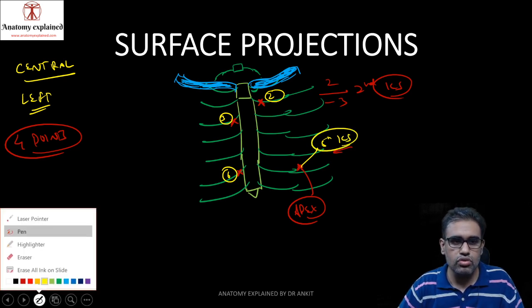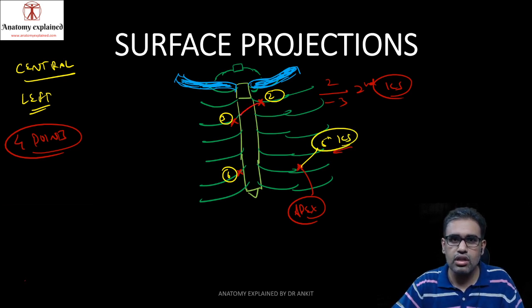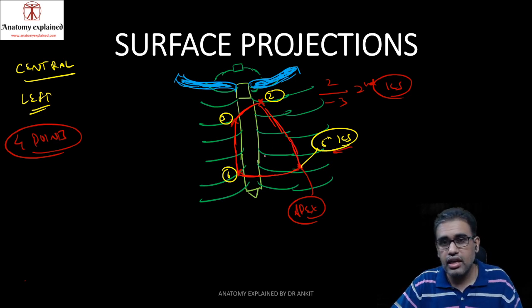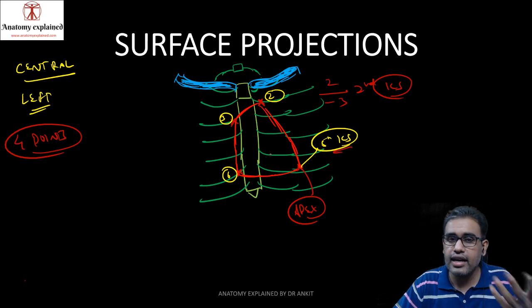So if we join all these 4 points like this, they roughly form the area which is the surface marking of the heart, behind the sternocostal surface, bounded by the pericardium. So this location is very important. Now why is it important?